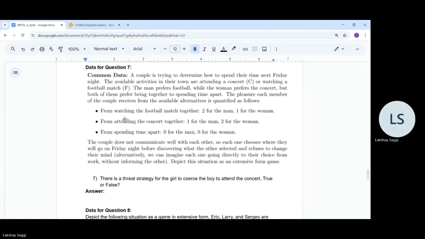The available activities in their town are attending a concert or watching a football match. The man prefers football while the woman prefers a concert, but both of them prefer being together to spending time apart. So the pleasure each member of the couple receives from the available alternatives is quantified. These are the payoffs.